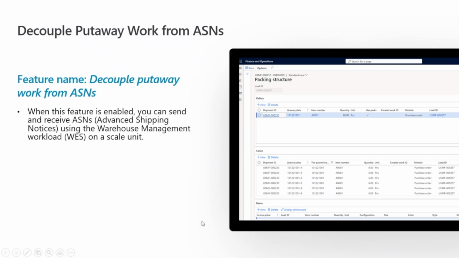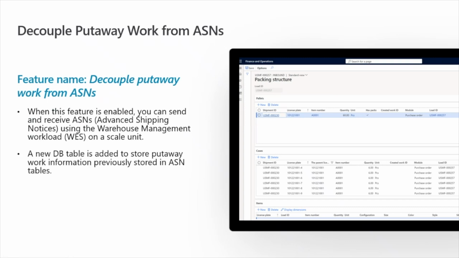So in order to enable the sending of the ASNs, we had to put this feature in place to decouple the put away work, because the put away work and this packing structure for the ASNs used to live in the same database table. So they've been decoupled so that put away work is in its own table. And now we have the ASN information separate, to enable that other feature of sending that ASN information from the workload.